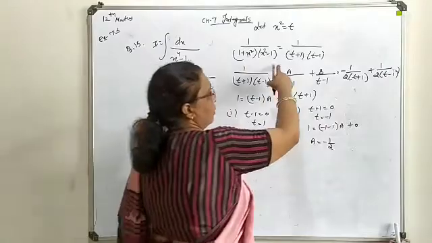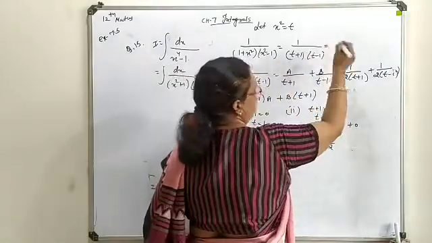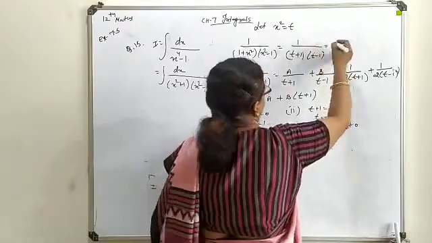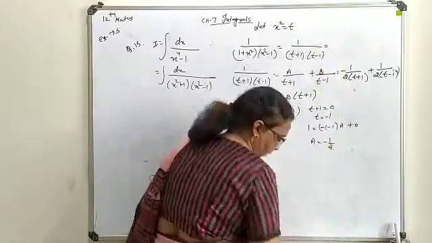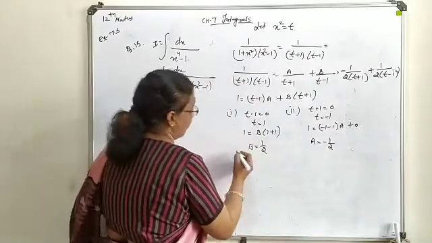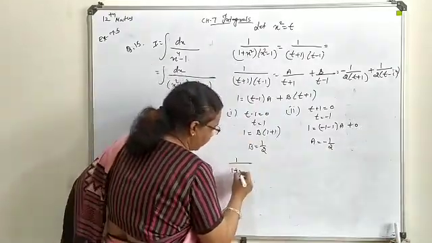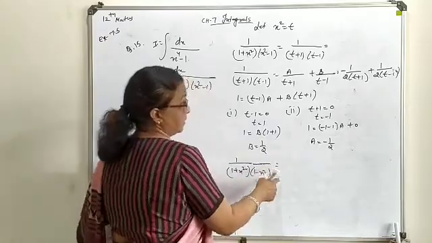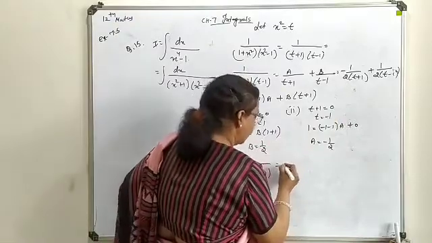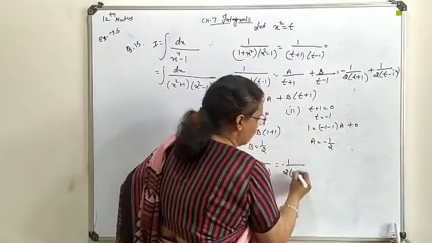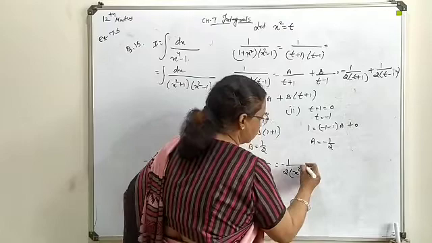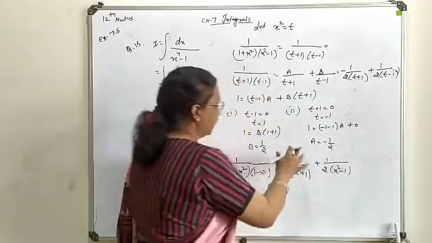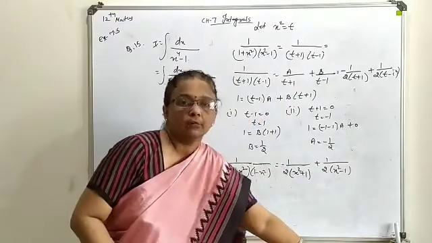Now you write this form as a, or in the form of x as a. Here it is better if we write 1 upon (1 plus x square)(1 minus x square). Now it can be expressed this way: minus 1 upon 2 (x square plus 1) plus 1 upon 2 (x square minus 1). Now this is the form we have to treat for further integration.